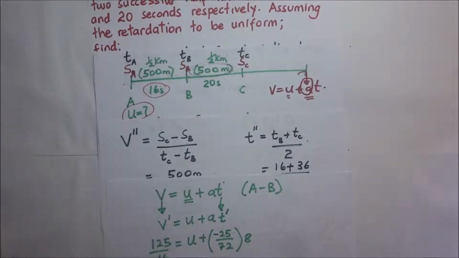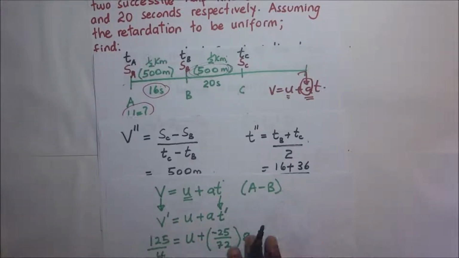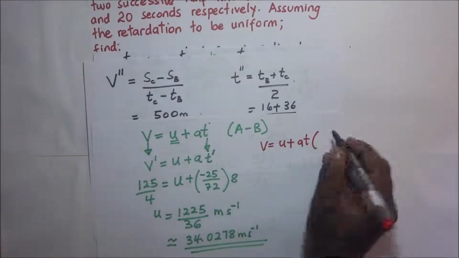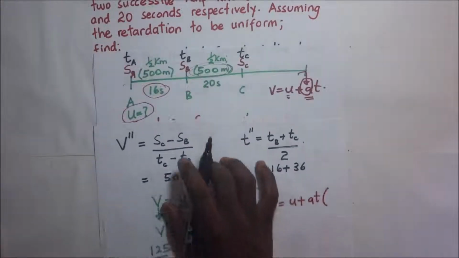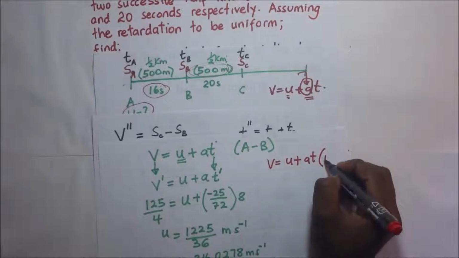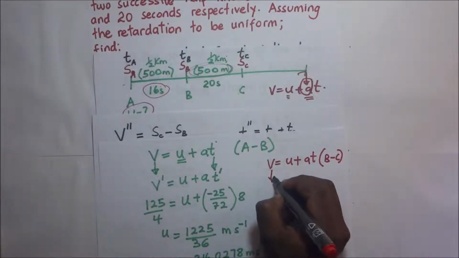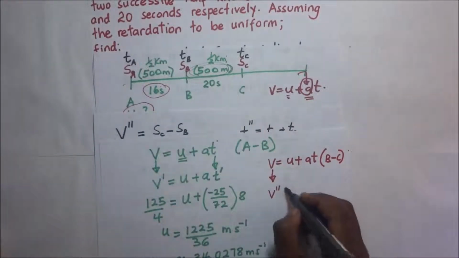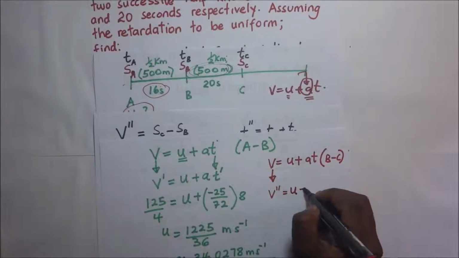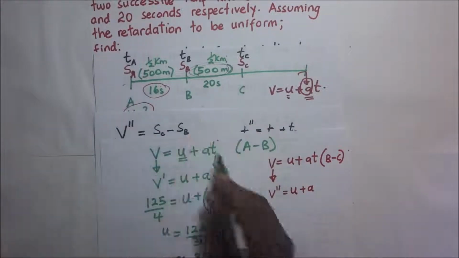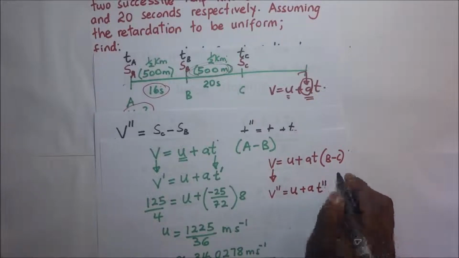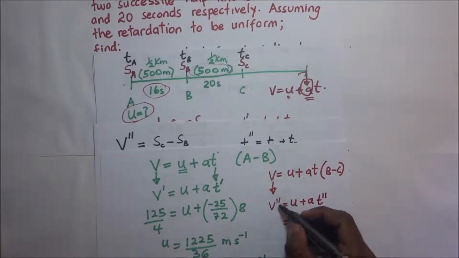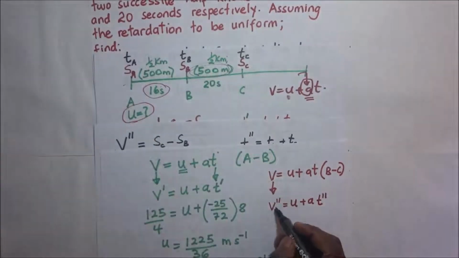If we use the same formula, v is equal to u plus at, but in this case we want to find our value of u when we are using B to C. It means our value of v here is going to be v prime prime, because we are using the second spot, equal to u, the one we're looking for, plus the acceleration, which is the same all through, times t prime prime, the average time in the second slot.